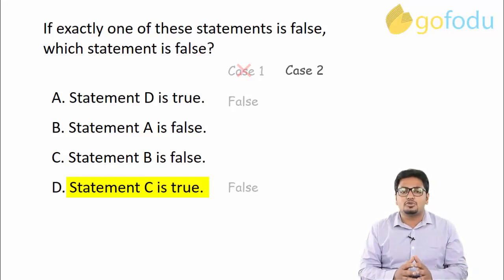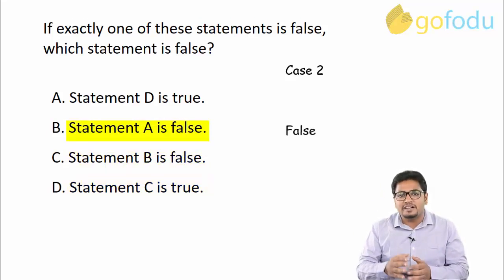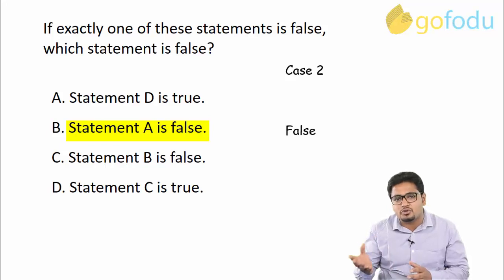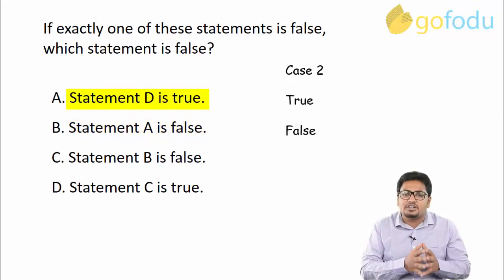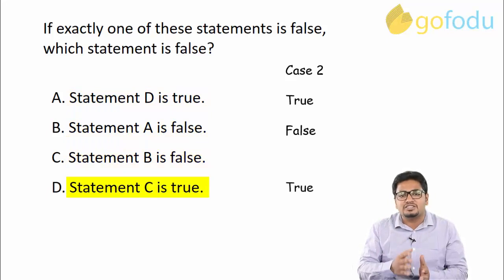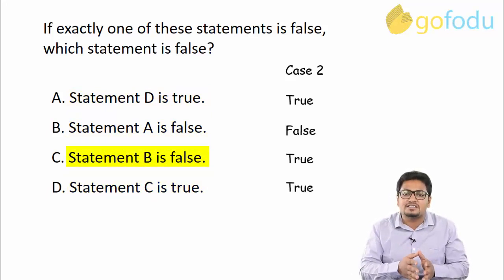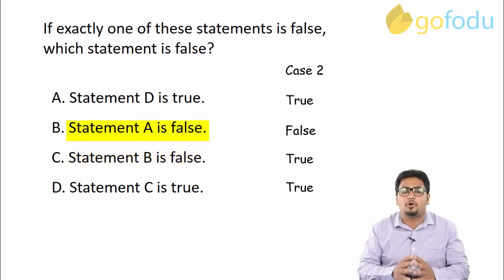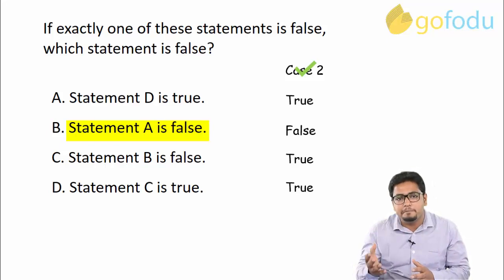Now consider case 2. Statement B is false. B states that A is false. So its negation would mean that A is true. Now if A is a true statement, then it implies that D is also a true statement, which in turn implies that statement C is also true. And this verifies our assumption that statement B is false. So the statement which is wrong is statement B.